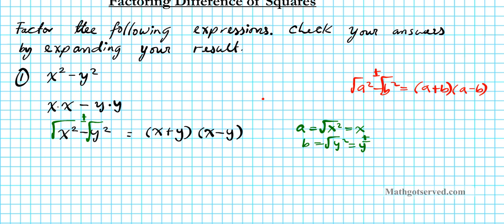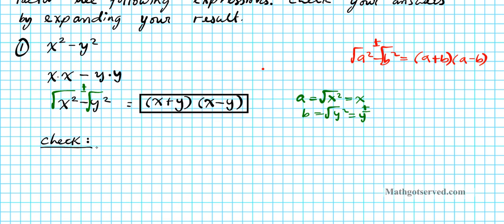All right, now we're going to check the accuracy of our answer by expansion. So title this check. This is our answer. What we're doing now is just checking. All right, so check. If I expand this, do I end up with the original problem? That's the question. So we're going to go x plus y times x minus y. And we're just going to follow this out, this double distribution, first, outer, inner, and then last, okay?